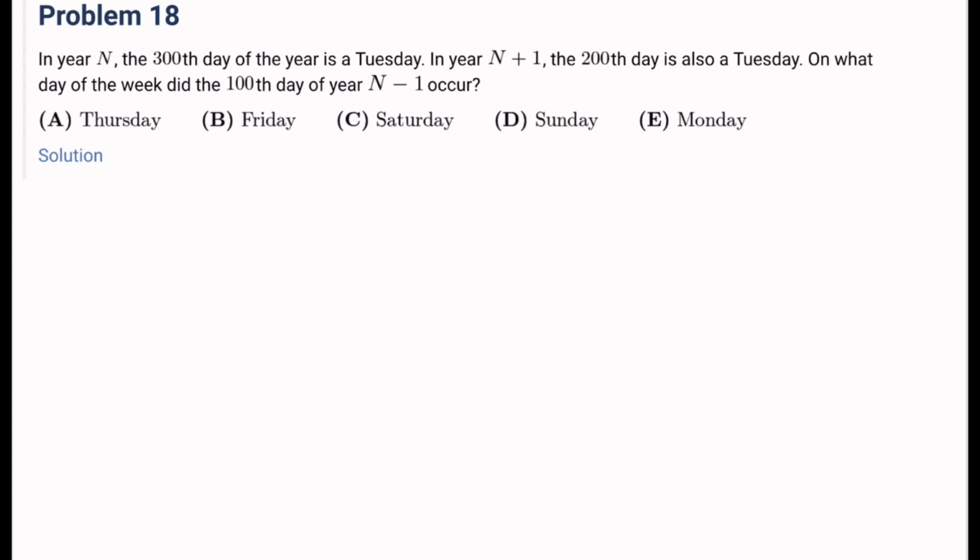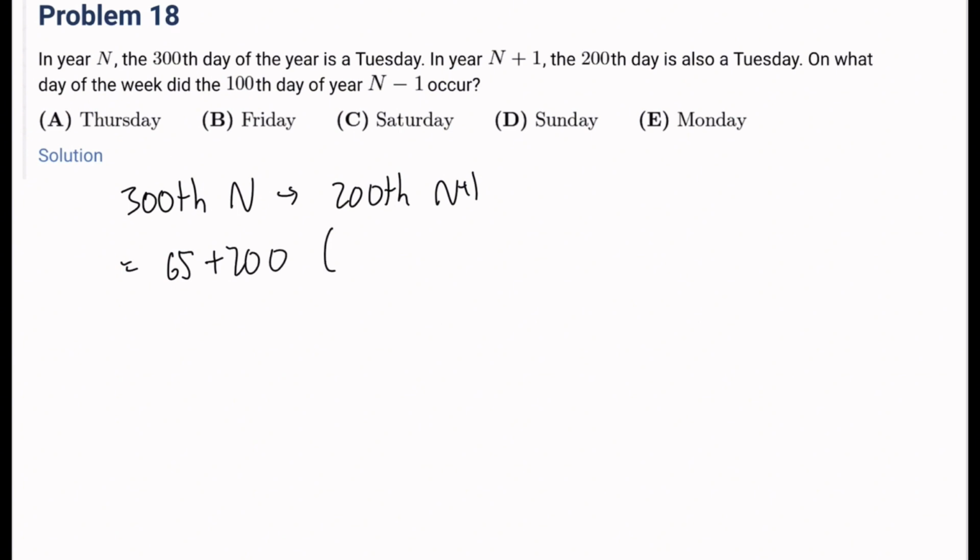we first want to calculate the distance from the 300th day of year n to the 200th day of the next year, year n plus 1, right? This gives us 65 days plus 200 more days, right? But then this is assuming that n is not a leap year, right? Because if n was a leap year, then this would be just 66, right? But then let's assume it's not a leap year, and let's say it's 65.